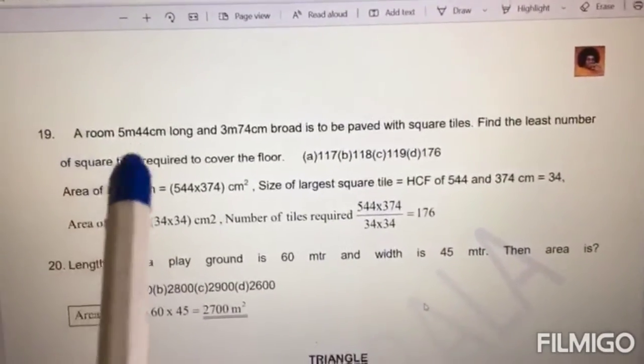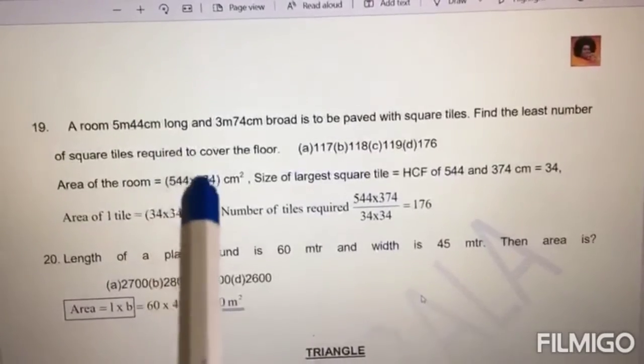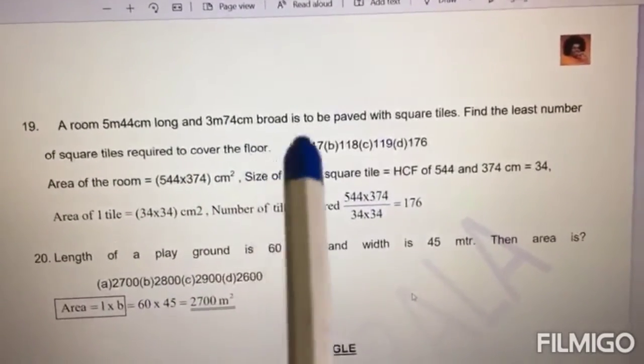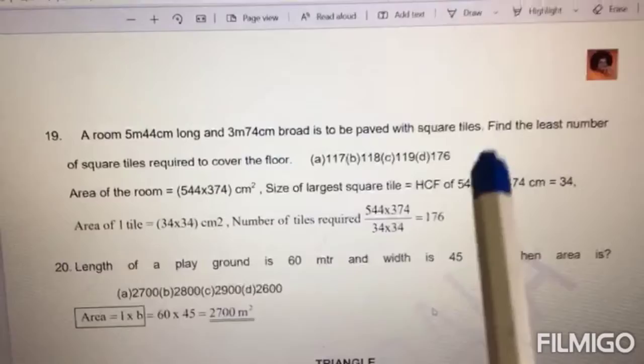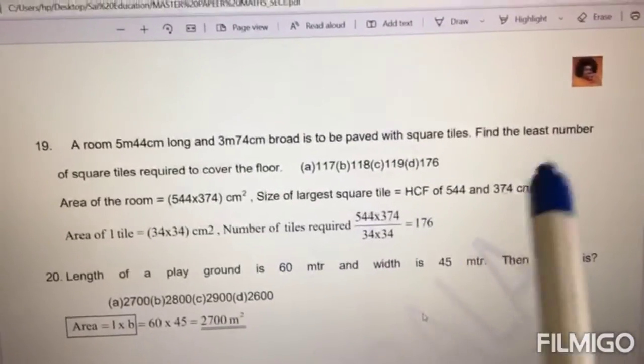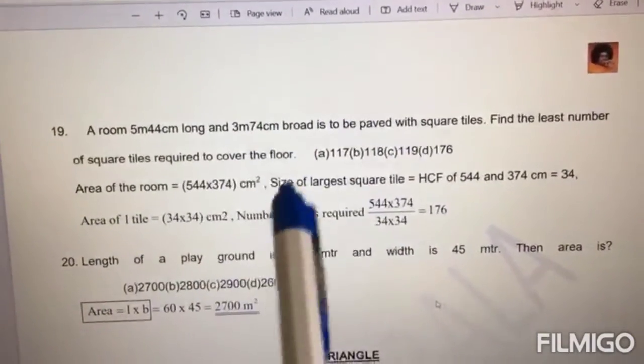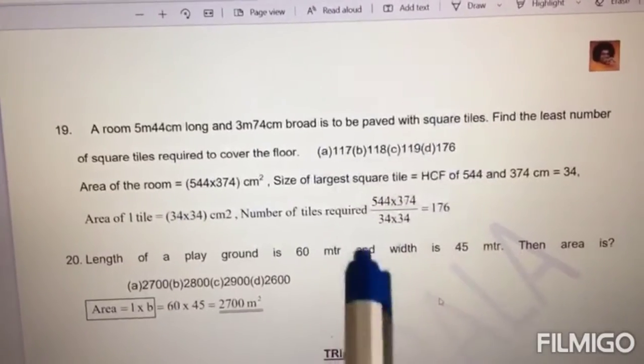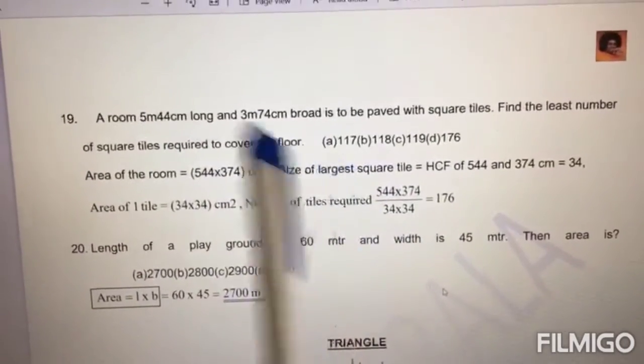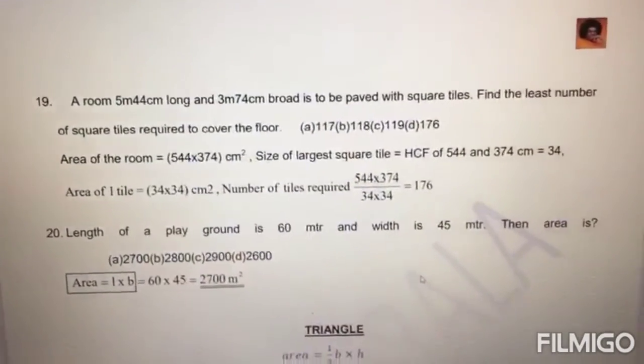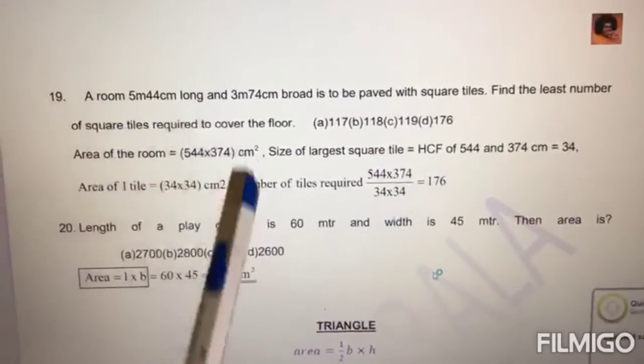A room 5 meters and 4 centimeters long and 3 meters and 74 centimeters broad is to be paved with square tiles. Find the least number of square tiles required to cover the floor. First, let us find the area. Convert everything into centimeters because that's the easiest way. We know that 1 meter is equal to 100 centimeters.